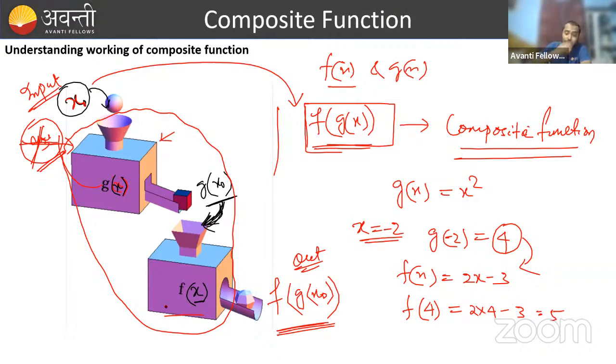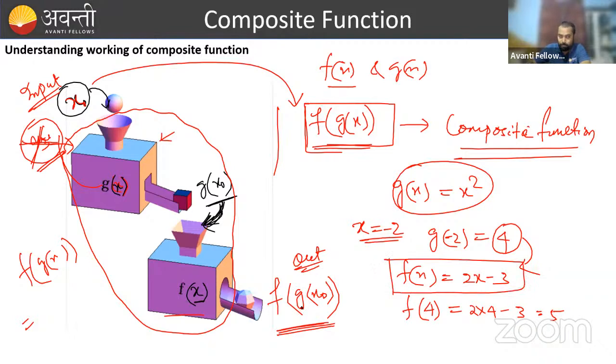So similarly here you can see another thing, that is f of g of x. What is f of g of x? g of x is x square and f of x is 2x minus 3, right? Here g of x becomes your input. So after putting x naught in this machine, what are you getting? g of x naught. g of x naught is the output of g of x, but here it again becomes input to f of x, right?